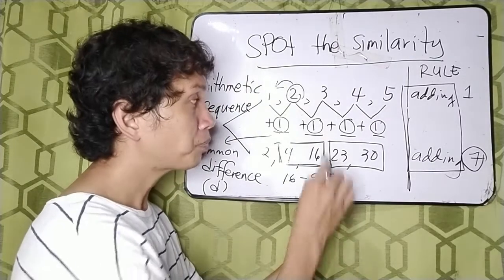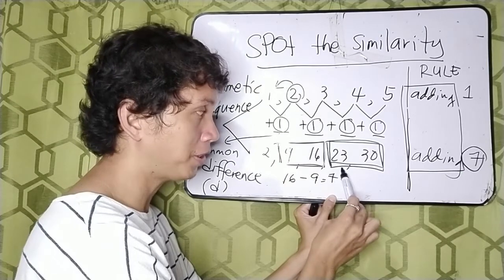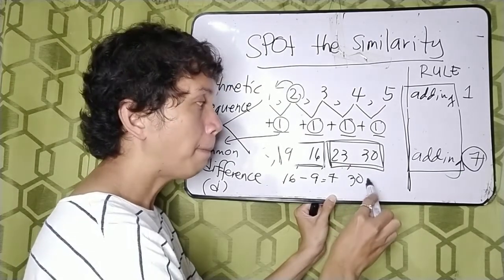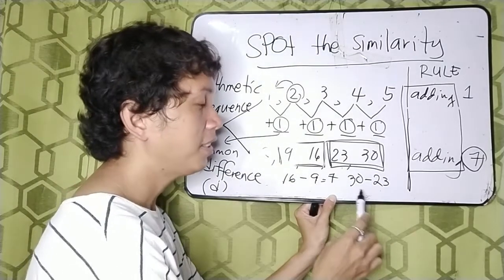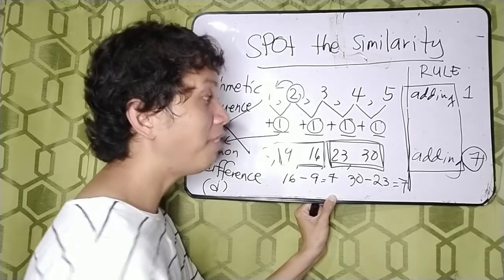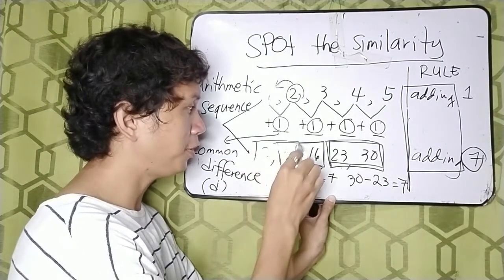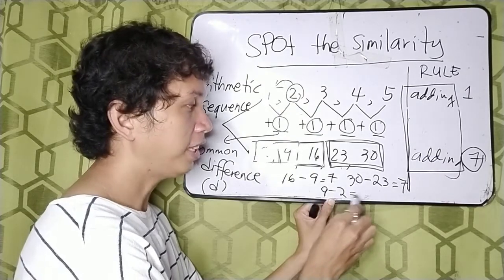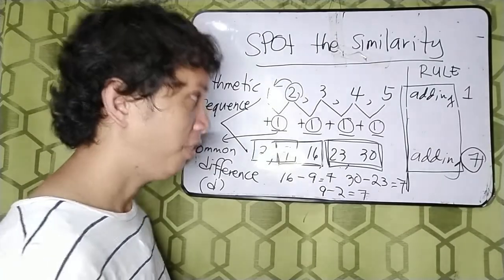So again, from these two consecutive terms, we will now have our first term and then our second term. So our second term first minus 23. It's always like that. So 30 minus 23, that is also 7. Okay, if you're still doubtful, you can also try 2 and 9. So we have 9 minus 2, that is still 7. So that's our common difference.